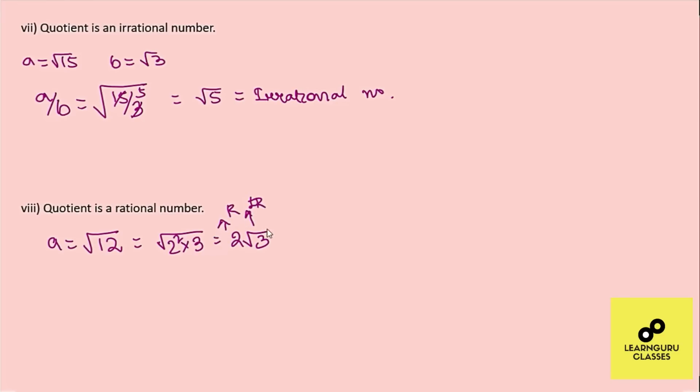And b, let's take root over 3. So a by b, if I take root over 12 by root over 3, that will give you root over 4. So 4 is a perfect square, 2 square. So that will give you 2. So 2 is a rational number.